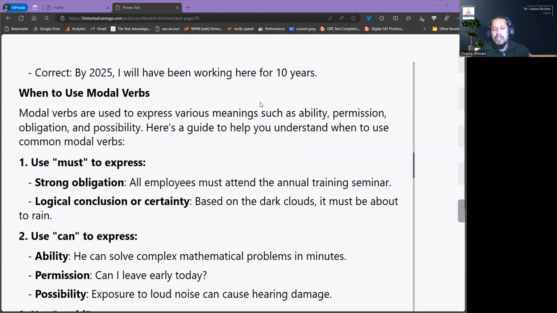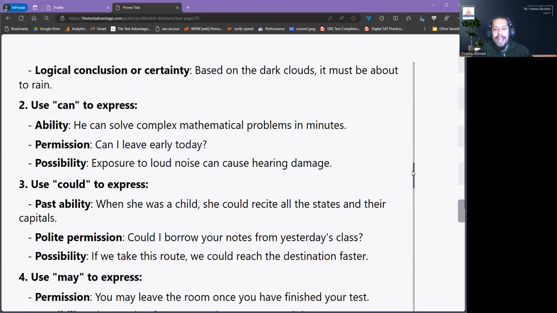Modal verbs are must, might, could, would. All these mean different things. Number two, can. When do we use can? For ability, he can solve problems. For permission, can I leave early? For possibility, exposure to loud noise can cause.